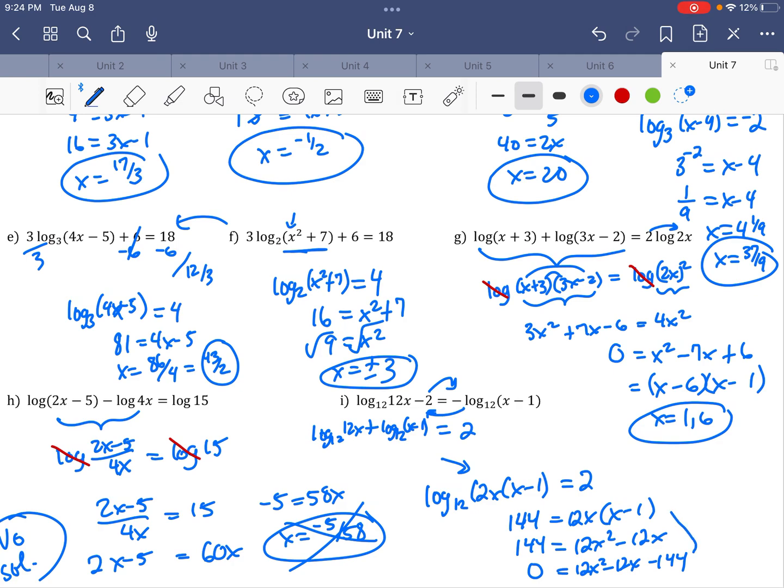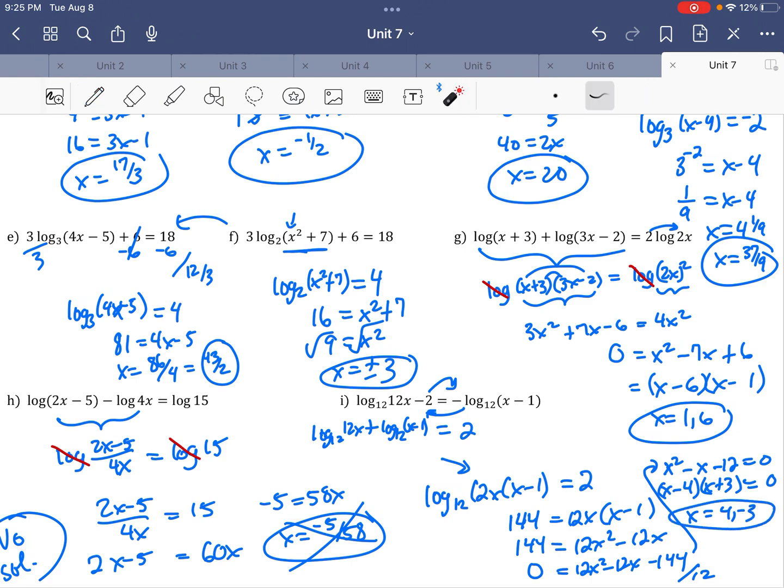All right, so all of these numbers divide by 12. So I'm going to make it easier on myself and divide everything by 12. And I'm going to get x squared minus x minus 12 equals 0. So then when I go to factor it, it's much simpler. I get x minus 4 and x plus 3. So my answers are 4 and negative 3.